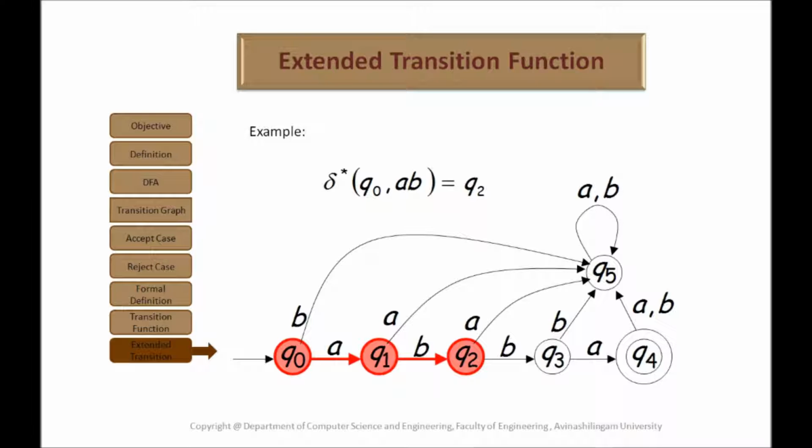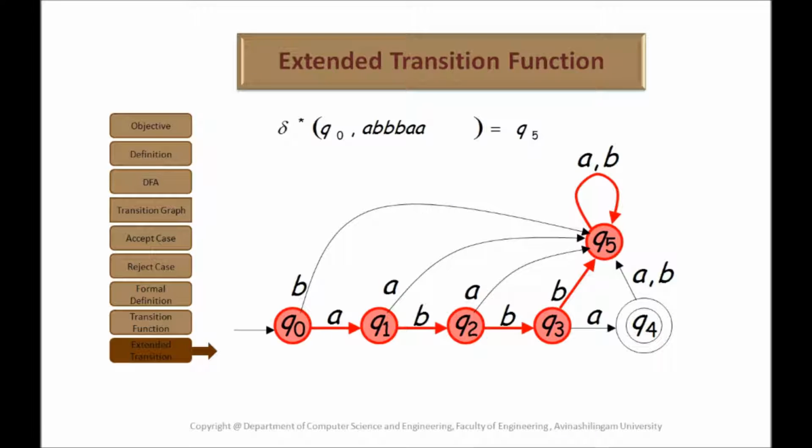Next we will see the transition function for the string ABBBAA. We have to start from Q0. From Q0, using the first input alphabet A, it goes to the Q1 state. From Q1, we have to process the next input alphabet, that is B. From Q1, using B, it goes to the Q2 state. The next input alphabet is B. From Q2, using B, it goes to Q3. The next input alphabet is again B. So from Q3, using input alphabet B, it goes to Q5.